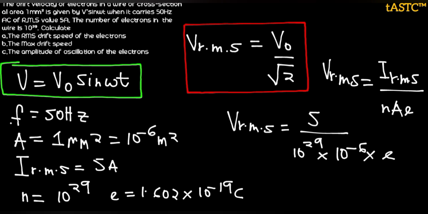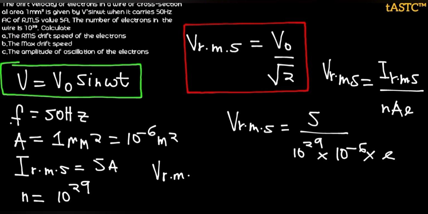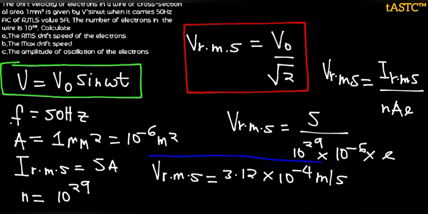So that is going to give us 3.12 multiplied by 10 to the negative 4. So that is 3.12 multiplied by 10 to the negative 4 meter per second. Now we need to find out what is going to be the peak or the maximum drift velocity. That obviously is going to be found using that formula.